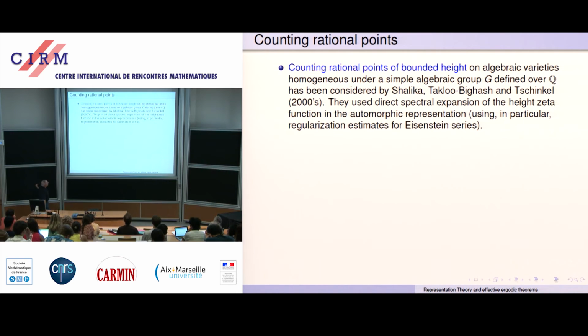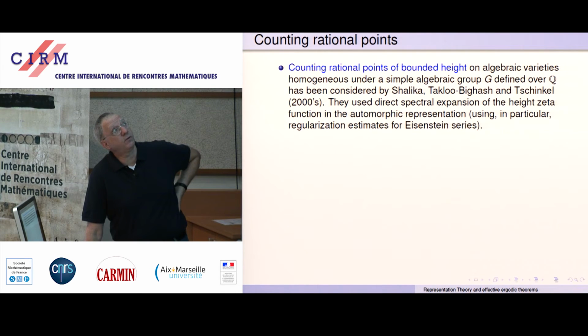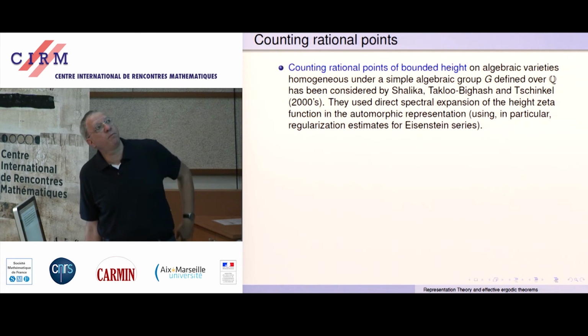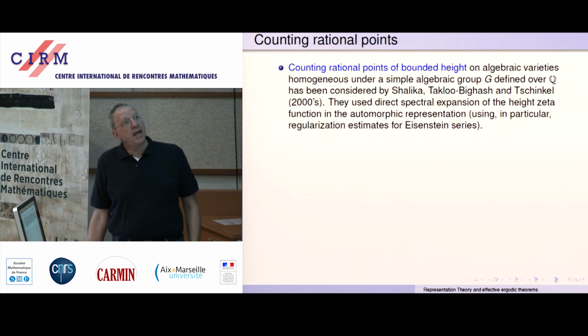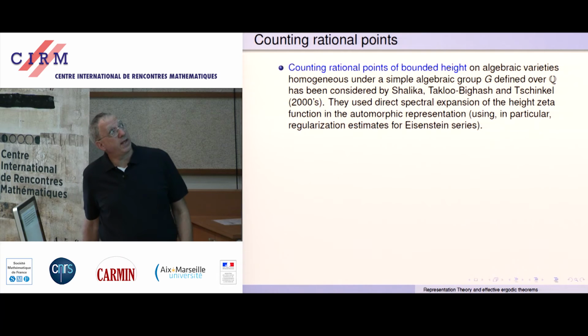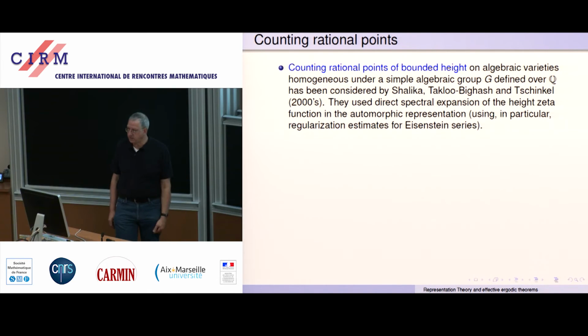This has been considered by Shalaika, Taklubigash, and Chinkel in the 2000s and by many other people. And they used a very complicated approach, which is a direct spectral expansion of the corresponding, what they call the height zeta function in the automorphic representation L2 of G mod gamma. And in particular, they use what is known as regularization estimates for Eisenstein series. I'm not going to try to explain any of these terms, but I just want to impress upon you that this is a very complicated approach.